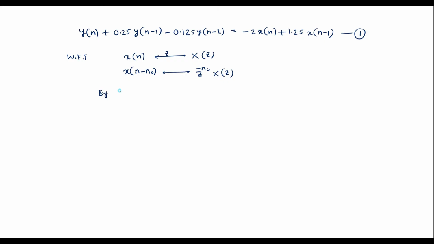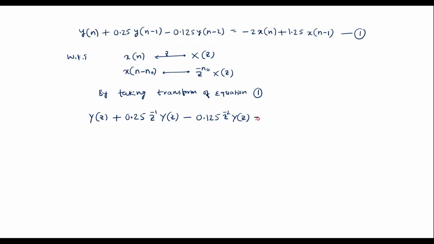So by taking the Z transform of equation 1, the Z transform of y of n is y of z, plus 0.25, here it is y of n shifted by 1 unit, so n naught value is 1, so we can represent it as z power minus 1 y of z, minus 0.125 z power minus 2 y of z, is equal to, on the right hand side, minus 2 times the Z transform of x of n, which is x of z, plus 1.25 z power minus 1 x of z.